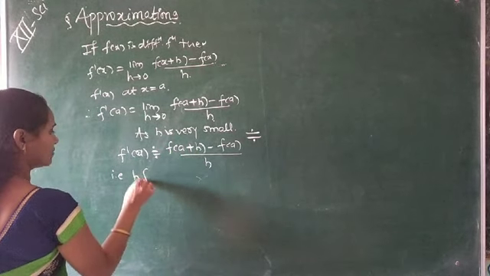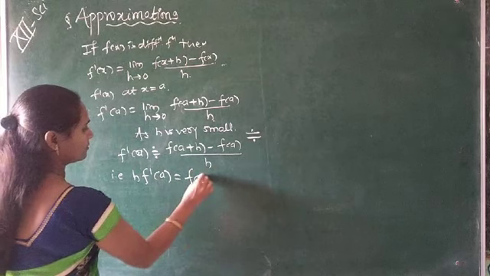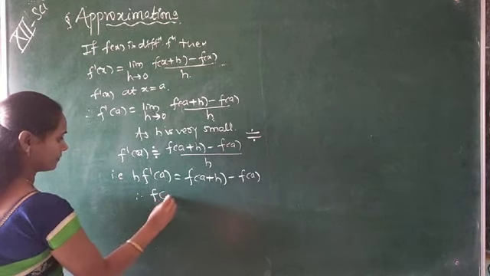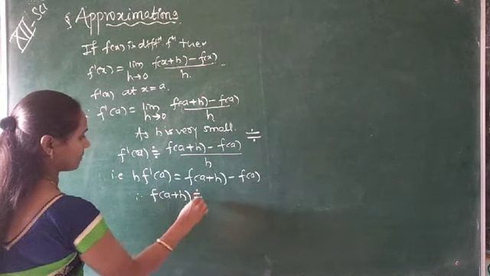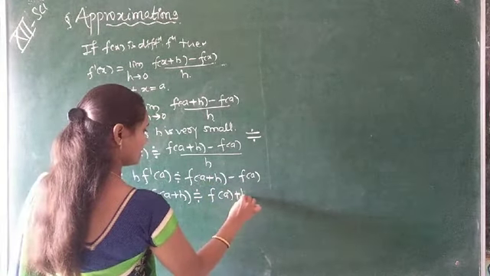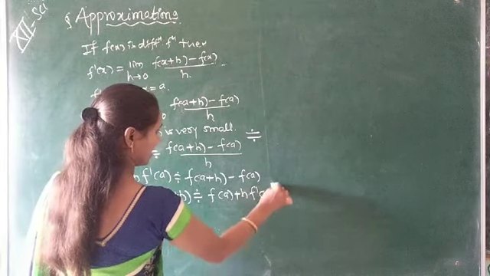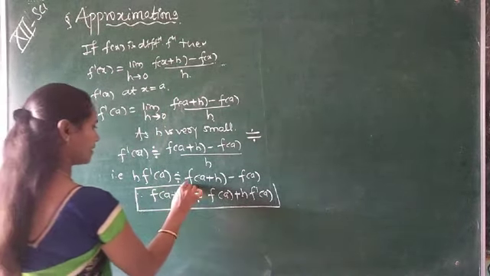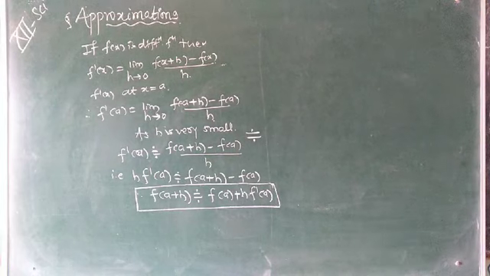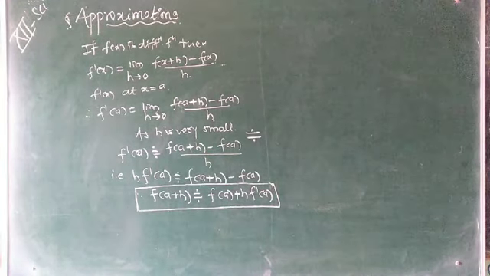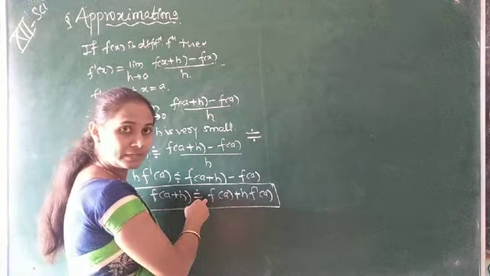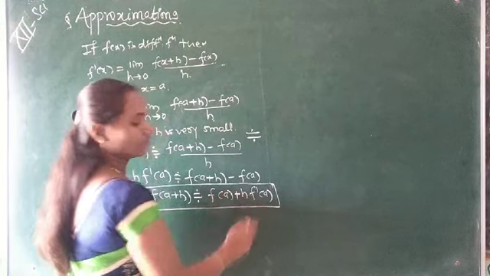That means h into f dash of a is equal to f of a plus h minus f of a. That means f of a plus h is approximately equal to f of a plus h into f dash of a, and this is the formula for approximation we use to solve our second exercise, that is exercise 2.2. So remember this formula for approximation, f of a plus h is approximately equal to f of a plus h into f dash of a.